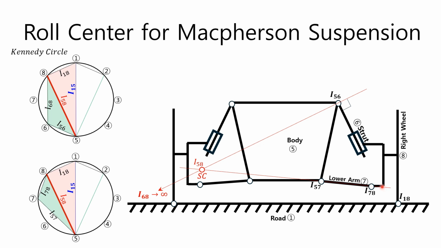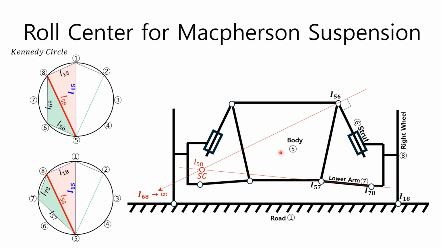This straight line intersects the straight line drawn perpendicular to the strut link 6 from the instant center I56 that we found earlier, and the intersection of these two straight lines is the instant center I58, which is also the swing center of the right wheel with respect to body 5.